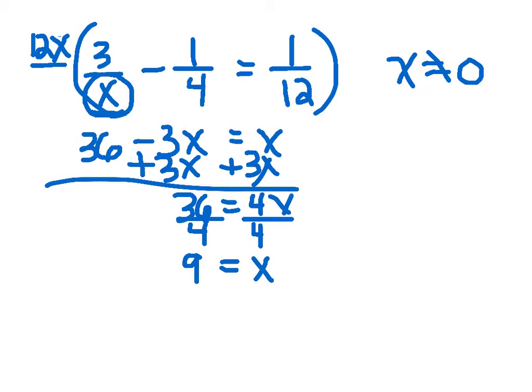Now, after I get a solution, I need to check my restrictions. Is 9 among the restrictions on the variable? And the answer to that is no. Therefore, 9 is the solution. Let's try the next complicated thing.